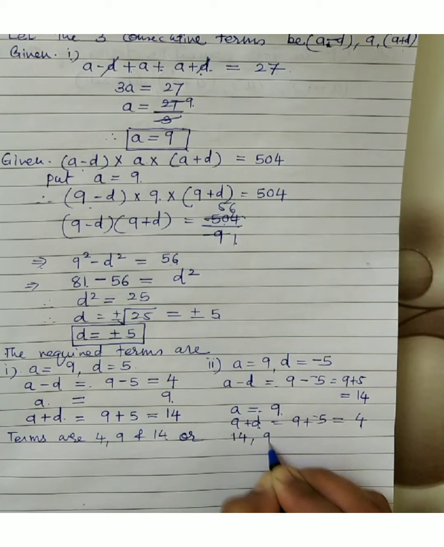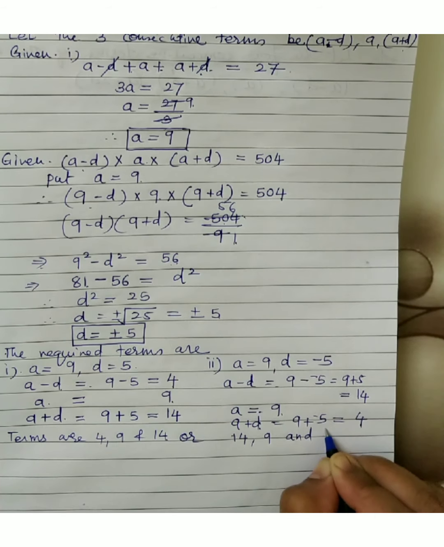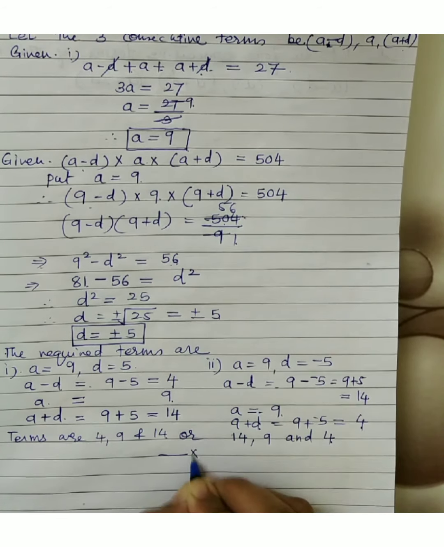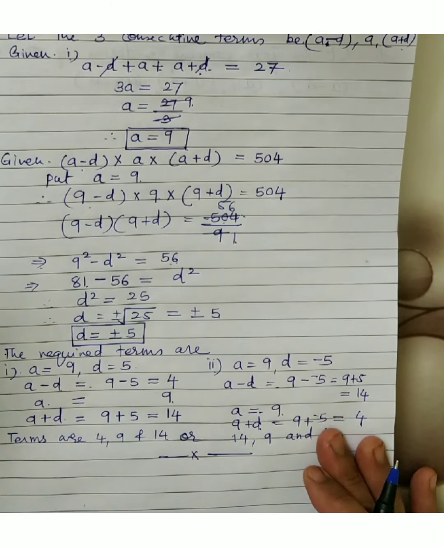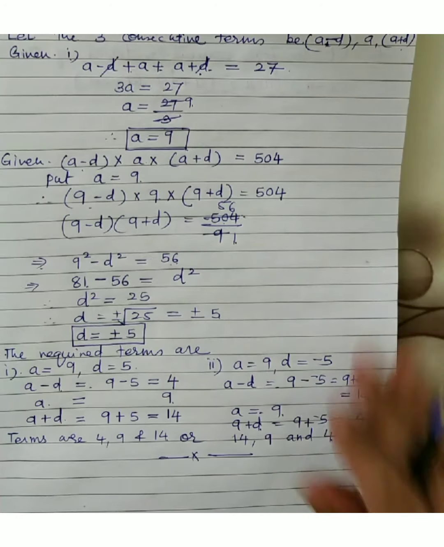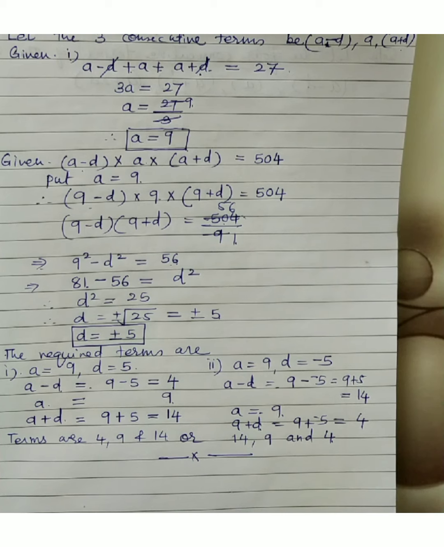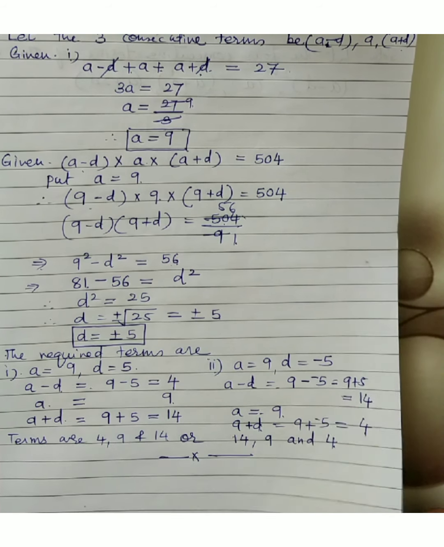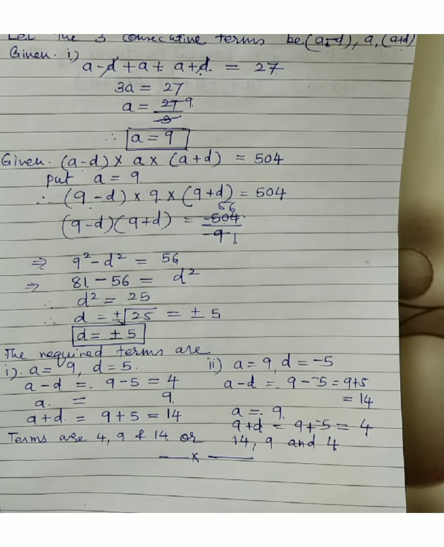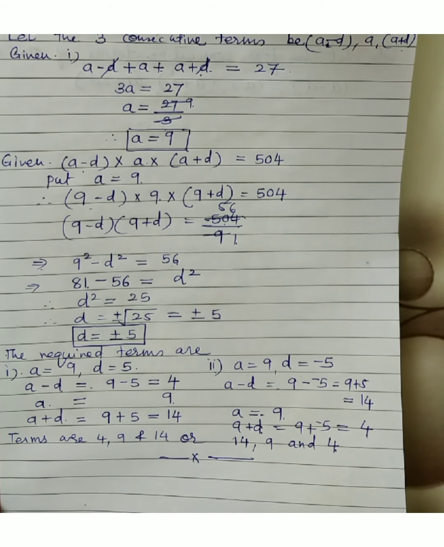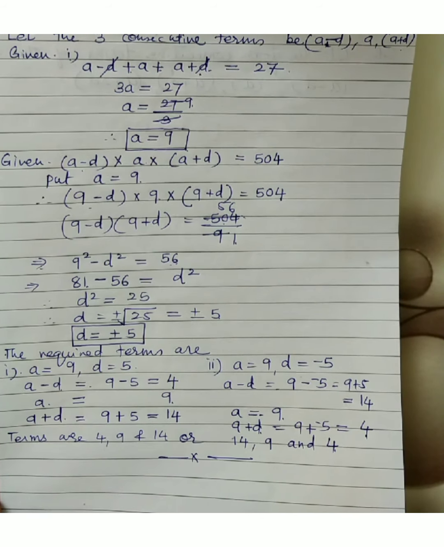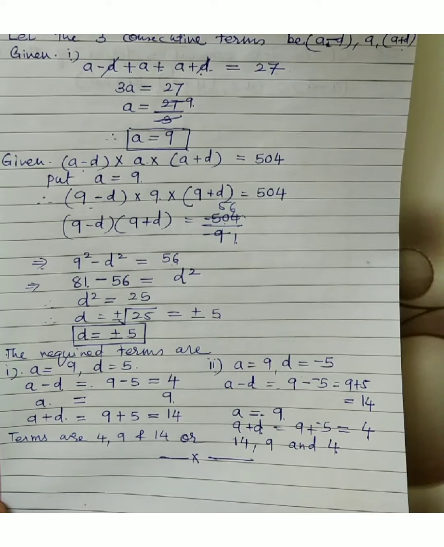14, 9 and 4 are the three consecutive terms. In either case, both the conditions here will be satisfied. Understand and practice yourself. First you understand this and then try solving it yourself without seeing. In case you have any doubt, you can check this solution.